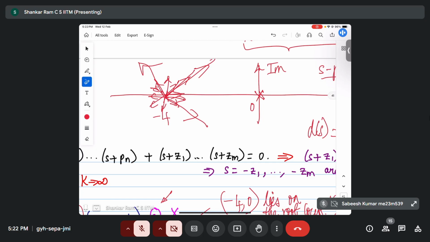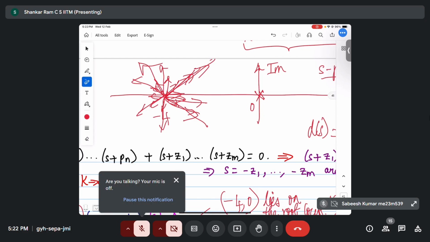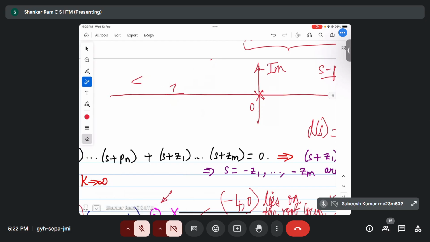Obviously, it cannot start in any direction in the complex plane. Why? Because then by this argument, the mirror image also should be a branch of the root locus, which cannot happen, right? Because complex roots can occur only as complex conjugates. That eliminates all the choices. So if I erase all the choices at -4, we will be left with only two choices, right?